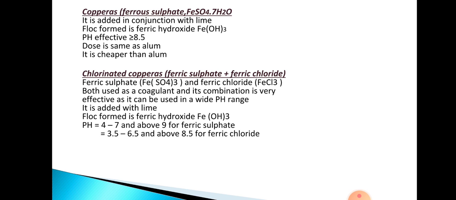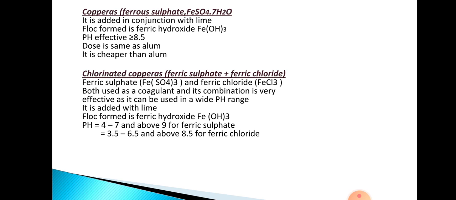It can be iron sulfate, maybe in the form of ferrous sulfate or ferric sulfate. When it comes to ferrous sulfate, usually this is added along with lime, and once you add ferrous sulfate, the flock that is formed will be ferric hydroxide, and this is mainly effective for pH value greater than or equal to 8.5. Again in this case the dosage to be added is similar to that of alum, and this copperas is also cheaper than alum.